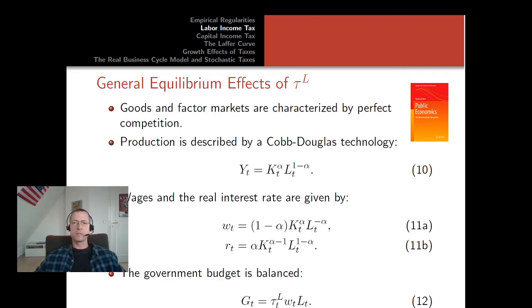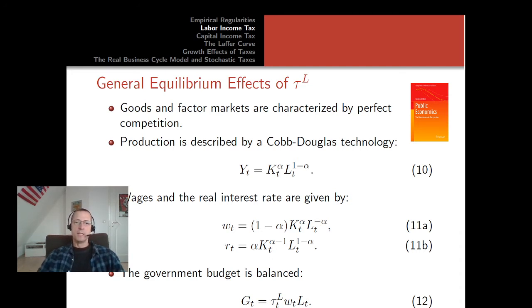So together these conditions imply that the Euler theorem holds, so that total production is equal to total income in the form of wage income and interest income. The government runs a balanced budget, so the total government expenditures G are equal to tax revenue tau L w L. In our model, government expenditures are pure waste and will neither affect utility nor production. This will be the topic in a later section of this chapter.